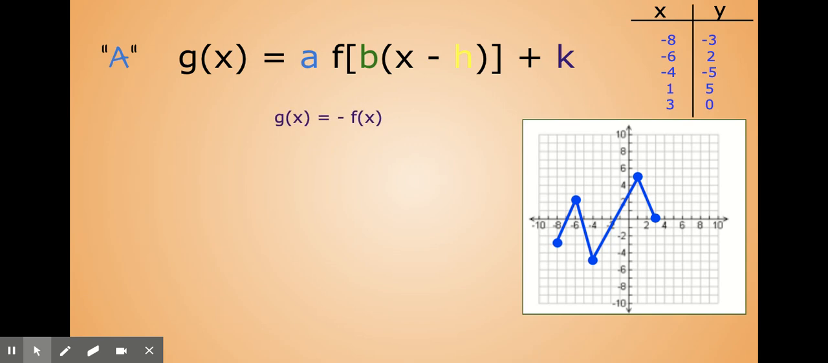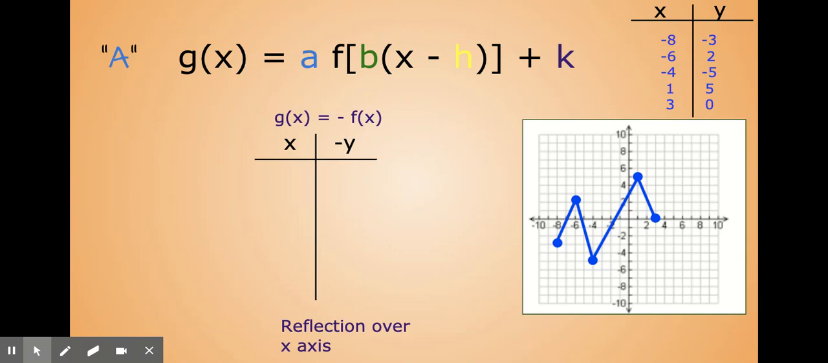Here's our transformed equation. Notice the negative is located in front of f of x where a would be. When that happens, that's a reflection over the x-axis, which means I'm reflecting my graph down or up. So what I would do is make my y's negative, or change the sign of my y values. So here would be my new points.